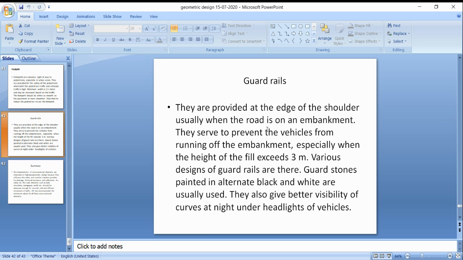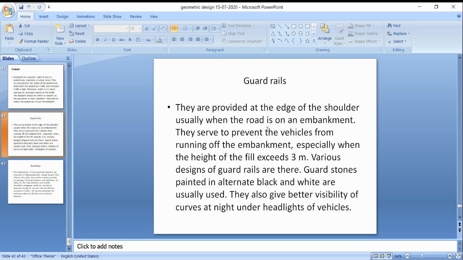If the embankment is there, going height, at that time there is a chance of running off the side. So to prevent that, we have to provide guardrails, especially when the height of fill exceeds 3 meters. So when the road height is exceeding from the horizontal, vertically it is increasing to 3 meters, we have to provide the guardrails at that location. So various designs of guardrails are there.